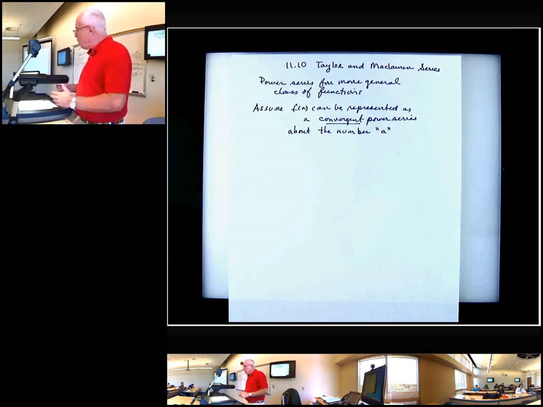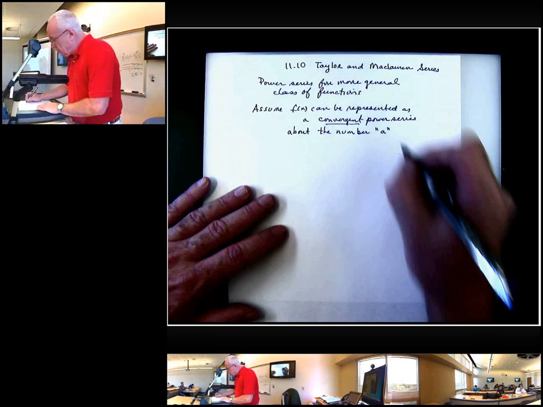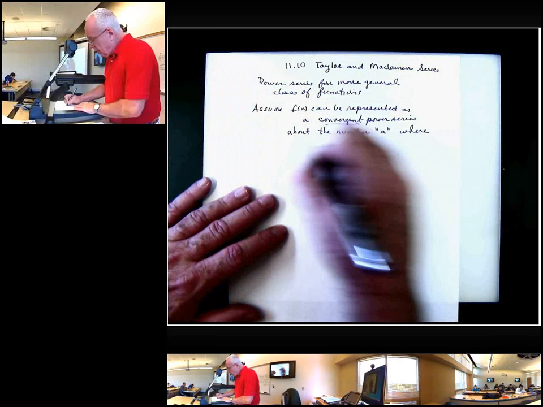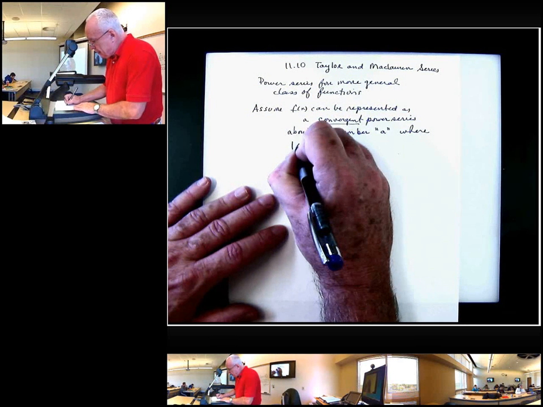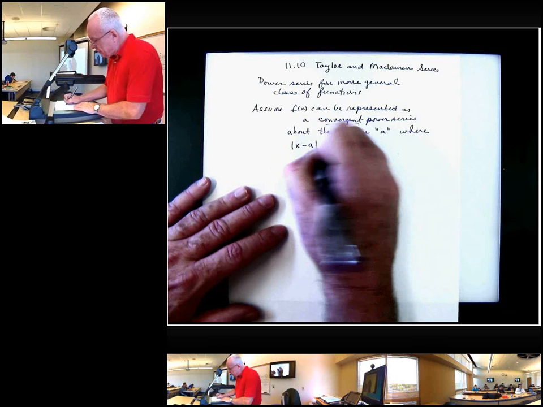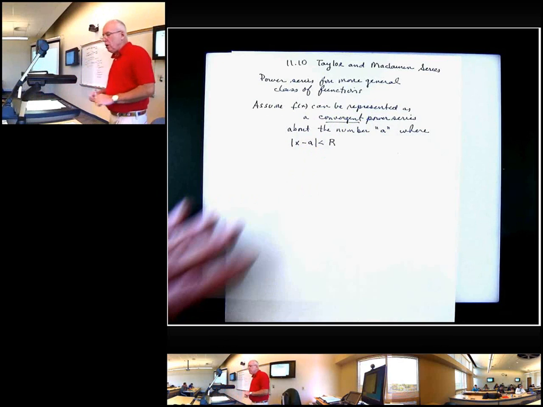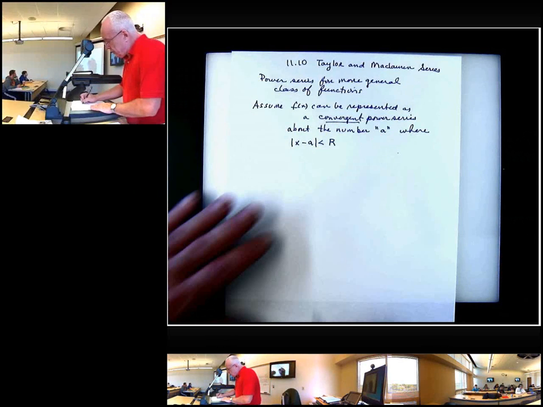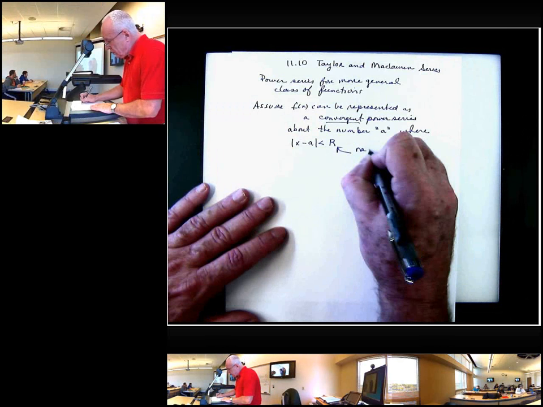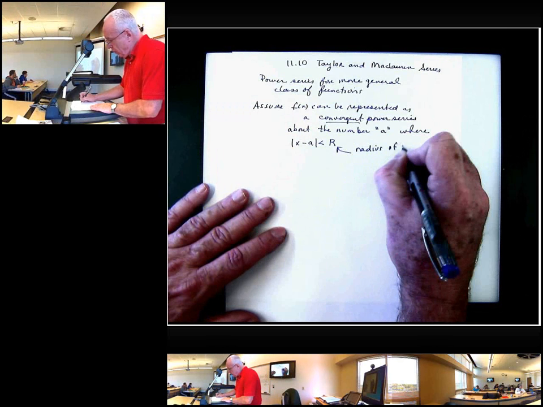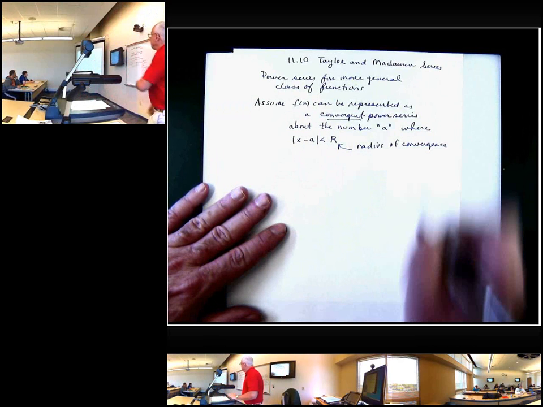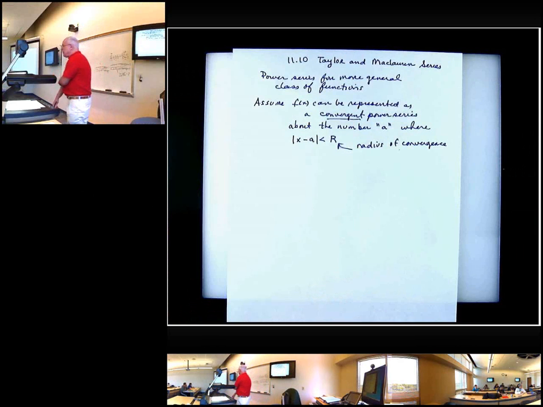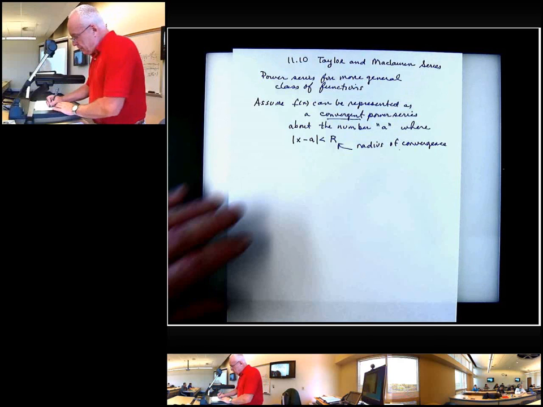and we'll have the radius of convergence, where for the absolute value of x minus a less than some number r, this is our radius of convergence. So it holds for some values of x around that number a. This is what it would look like then. We're assuming it can be done like this.